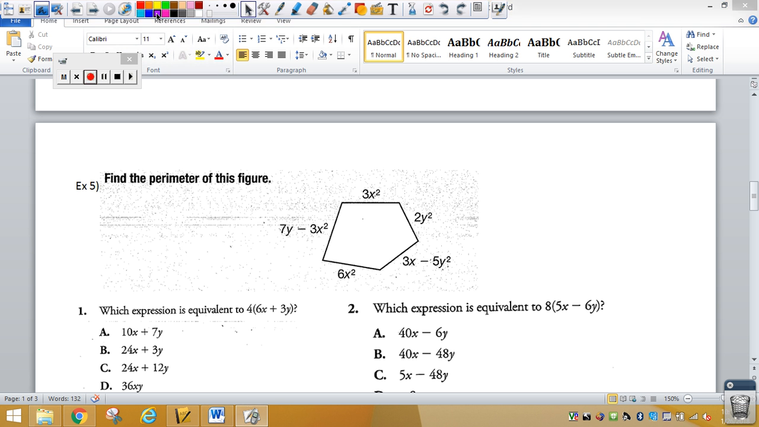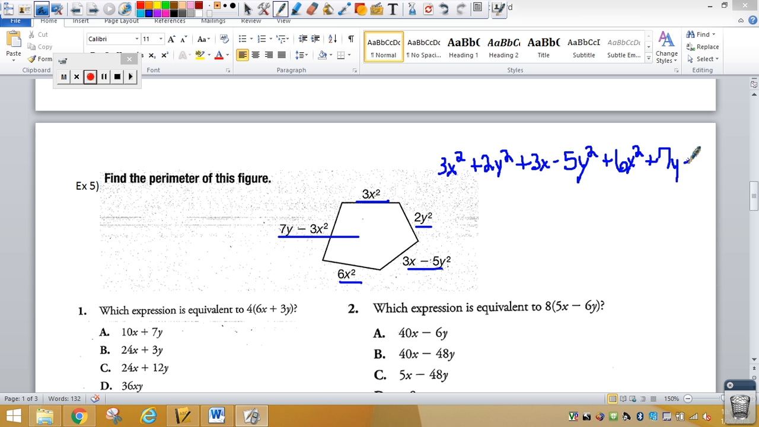Last one on your worksheet before you try these on your own. Find the perimeter. Perimeter means you add up all the sides. So we're going to take 3x squared, got that from here, plus 2y squared, I got that from here, plus 3x minus 5y squared, I got that from here, plus 6x squared, I got that from here, plus 7y minus 3x squared, and I got that from here. So perimeter means add up all your sides.